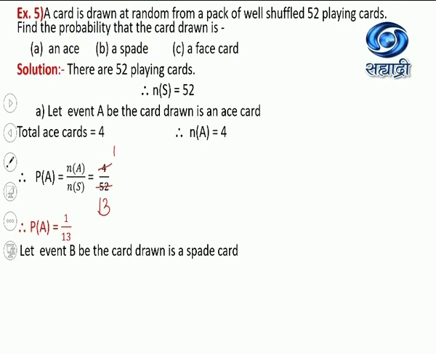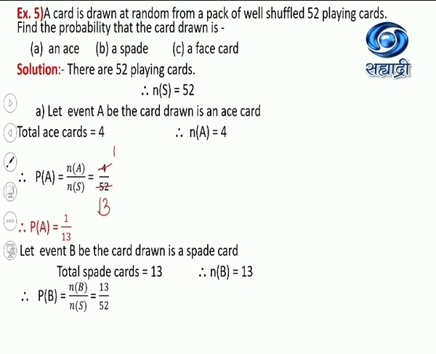Now, let event B be the card drawn is a spade card. You all know how many spade cards are there? There are 13 spade cards. So, total spade cards 13. Therefore, N of B is equal to 13. Now, let me write the formula. P of B is equal to N of B upon N of S. So, 13 1s are 13, 13 4s are 52. Therefore, P of B is equal to 1 upon 4.